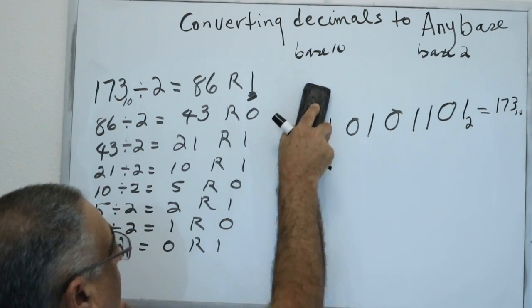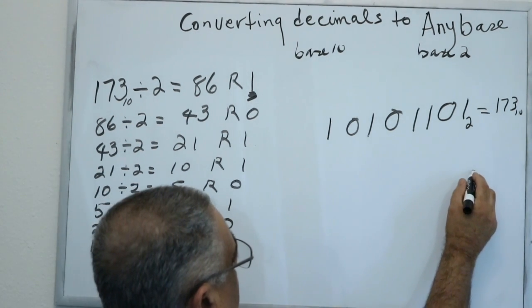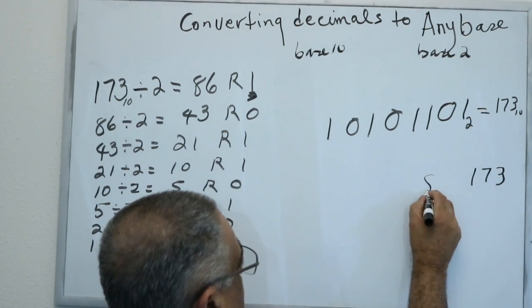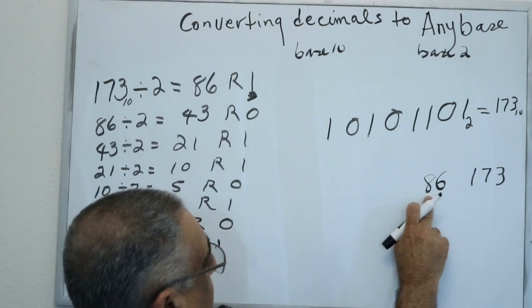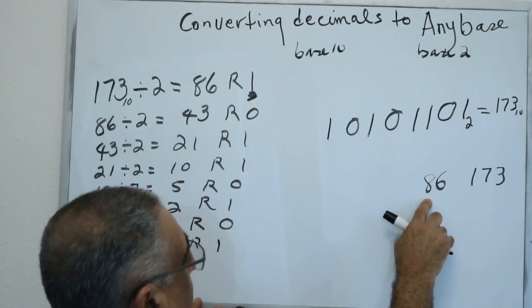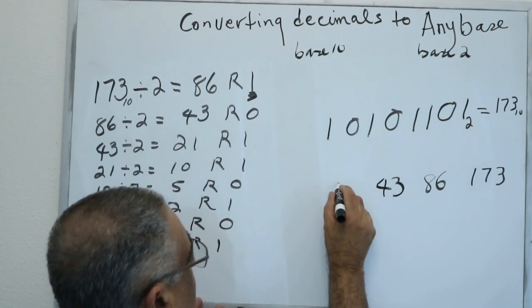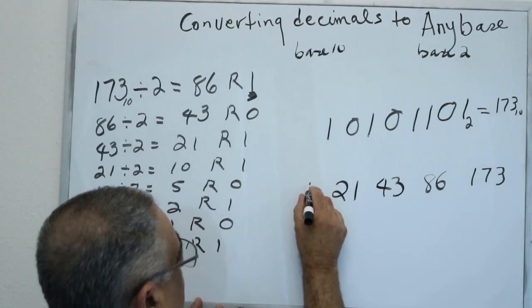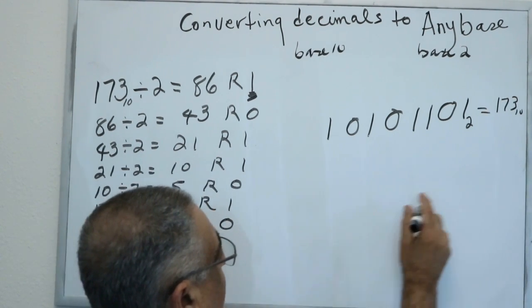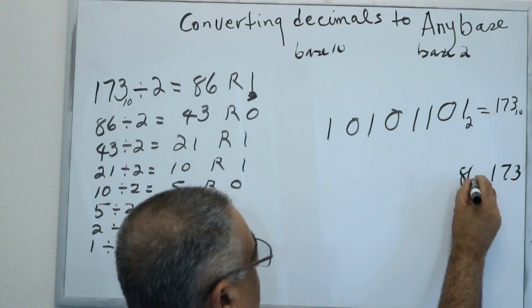Well, I can go back here. Another method would be, look at this. Take 173 divided by 2. That's 86. I'm doing integer division, so no decimals. 86 is 43, 43 divided by 2 is 21. Let me start this better. So I'm repeating myself. 173 divided by 2 is 86.